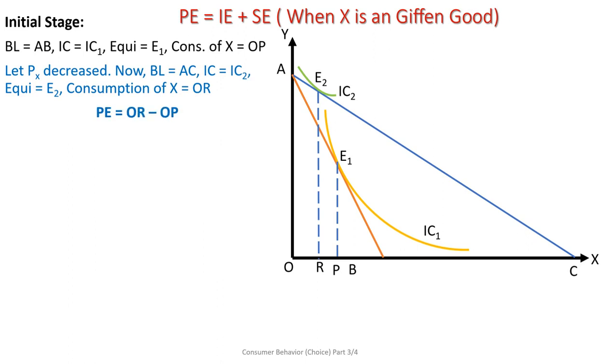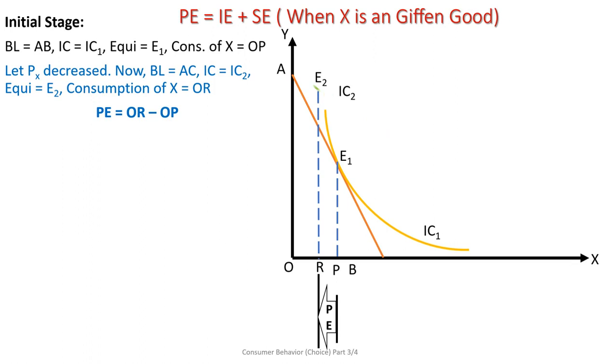Now let's break it down into income effect and substitution effect. First, let's assume that despite the decrease in the price, the real income is the same. Therefore, the budget line will no more be AC. In fact, it will be FG, which will be tangent to IC1 at E3. The consumption of commodity X will be OQ. So the substitution effect is OQ minus OP.